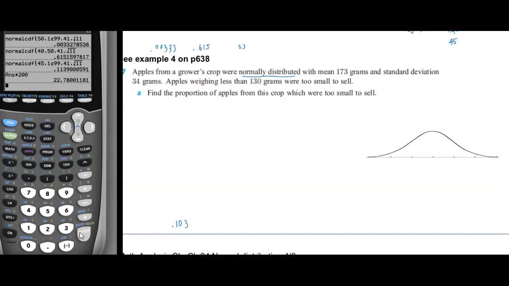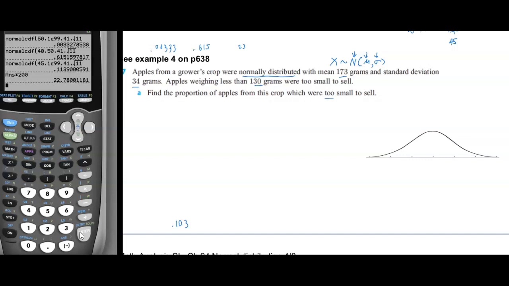The only way they could avoid it is maybe they could use that code. Remember the code where they give you, oh, X is distributed as a normal distribution with this mu and this sigma, right? That's probably the only way they can avoid actually saying normally distributed. With a mean of 173 and a standard deviation of 34. Apples weighing less than 130 were too small to sell. Find the proportion of apples from this crop which were too small to sell.